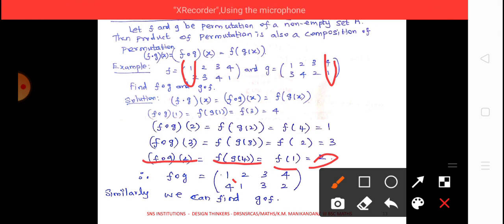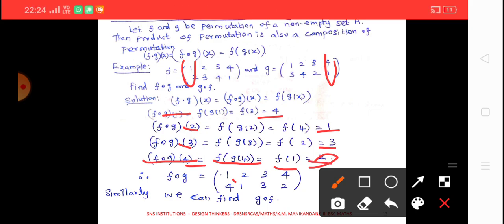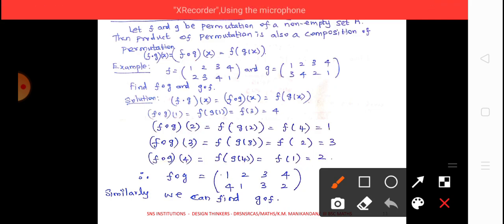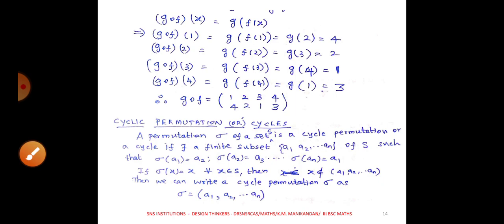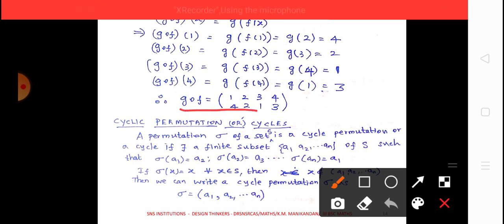Now finally we have the composition permutation f composite g as: the image of 1 is 4, the image of 2 is 1, the image of 3 is 3, and the image of 4 is 2. So similarly we can find the value of g composite f also. Here g composite f of x is equal to g of f of x. Likewise in a similar manner we can find g composite f as 1 mapped to 4, 2 mapped to 2, 3 mapped to 1 and 4 mapped to 3.